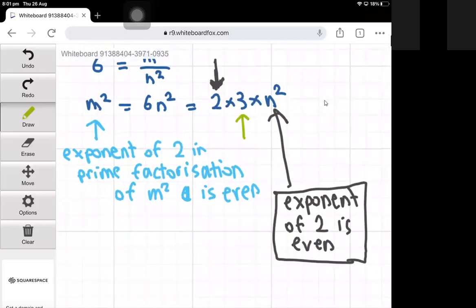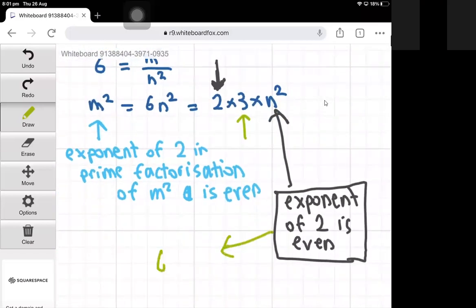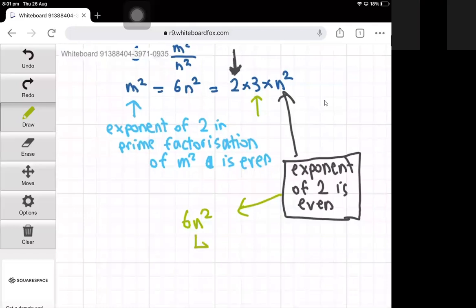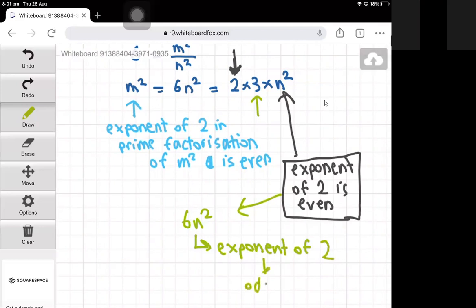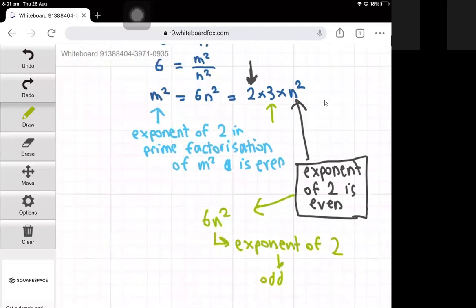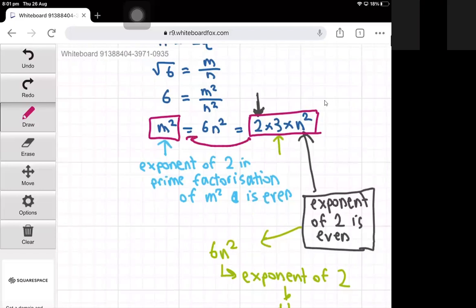So it turns out the exponent of 2 in the prime factorization of 6n squared will be odd. And this is a problem because the exponent of 2 on the left-hand side is even, but on the right-hand side it is odd. And it means this equation is impossible. You can't have any integer values of m and n that satisfy this equation.